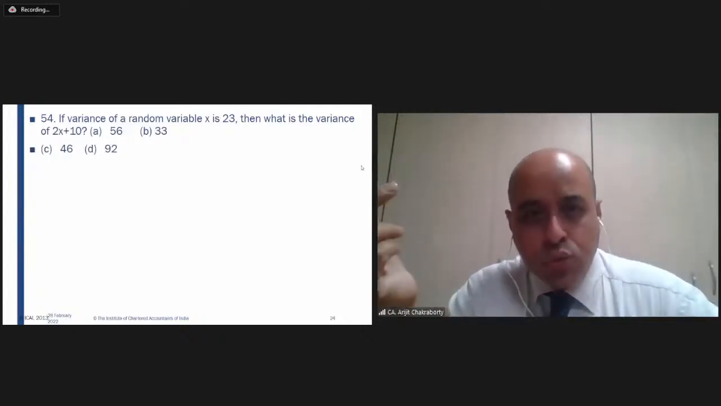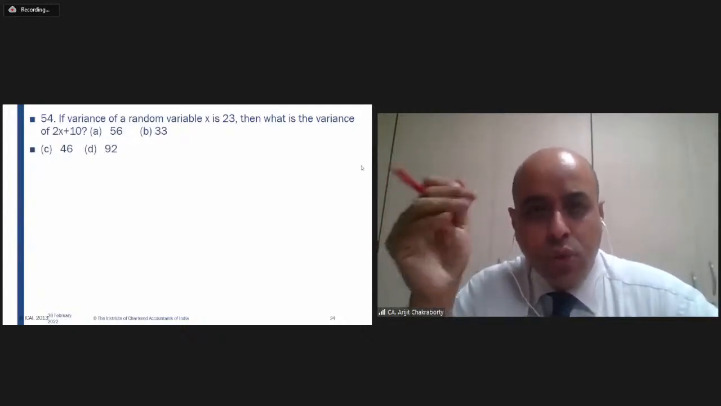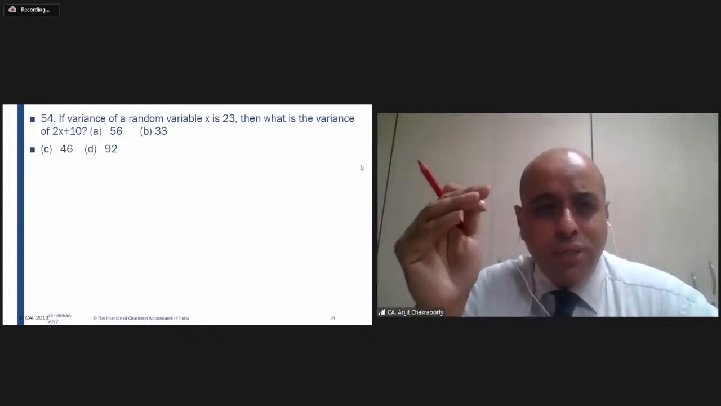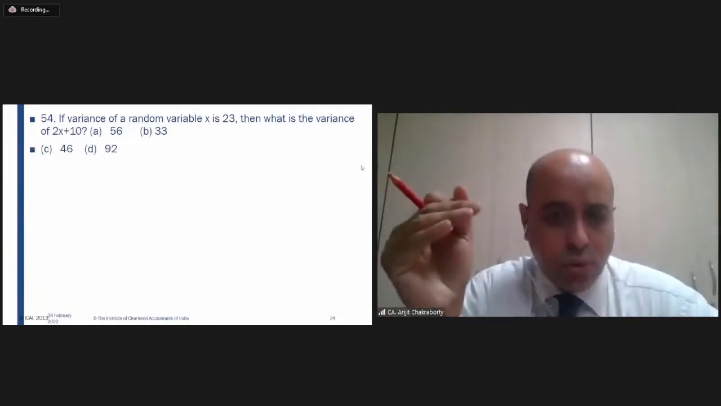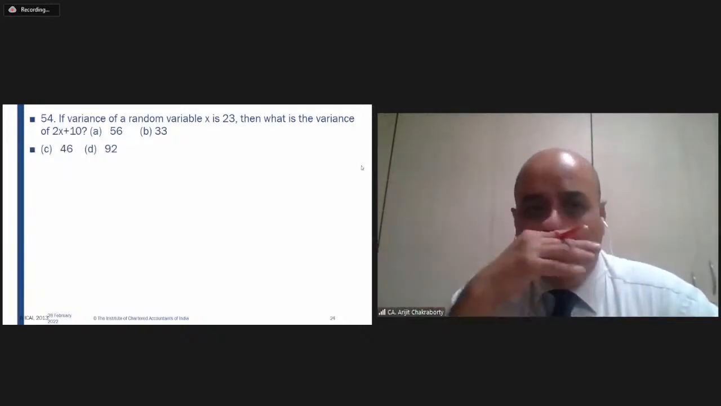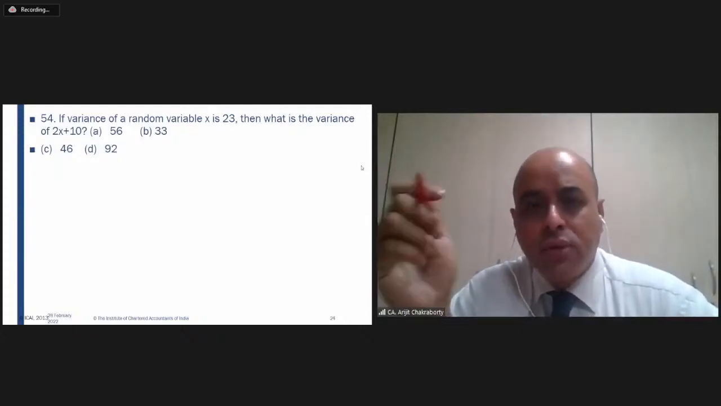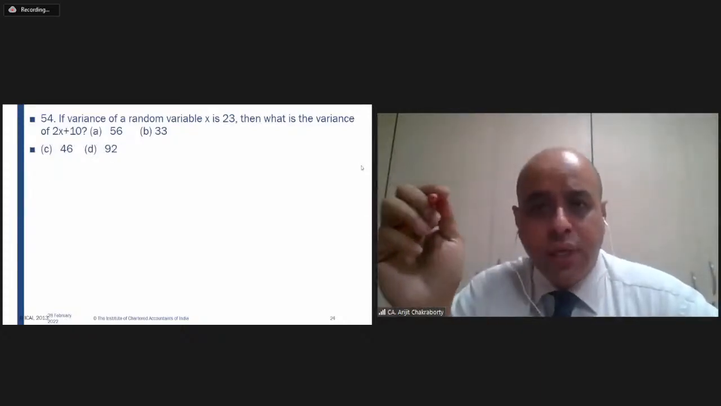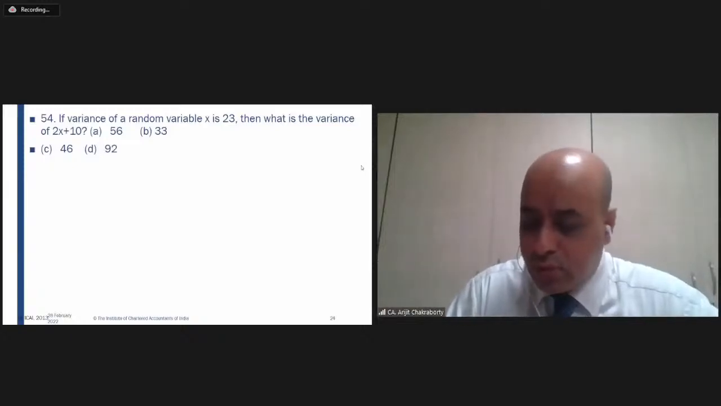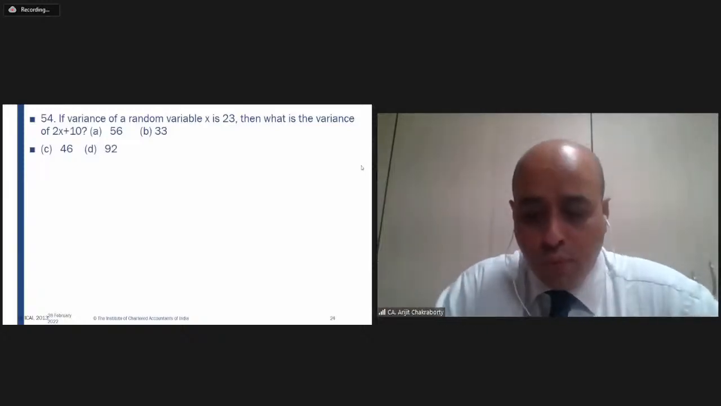If B is 2, modulus B is 2. So B square is how much? B square is 2 square, that is 4. And therefore, the variance of Y, that is the variance of 2X plus 10, is equal to 4 into 23. So 23 into 4 gives us 92.